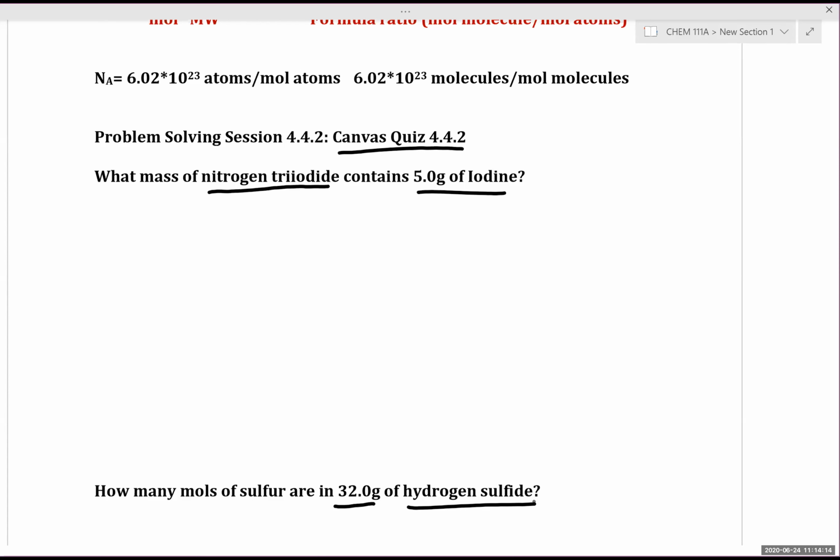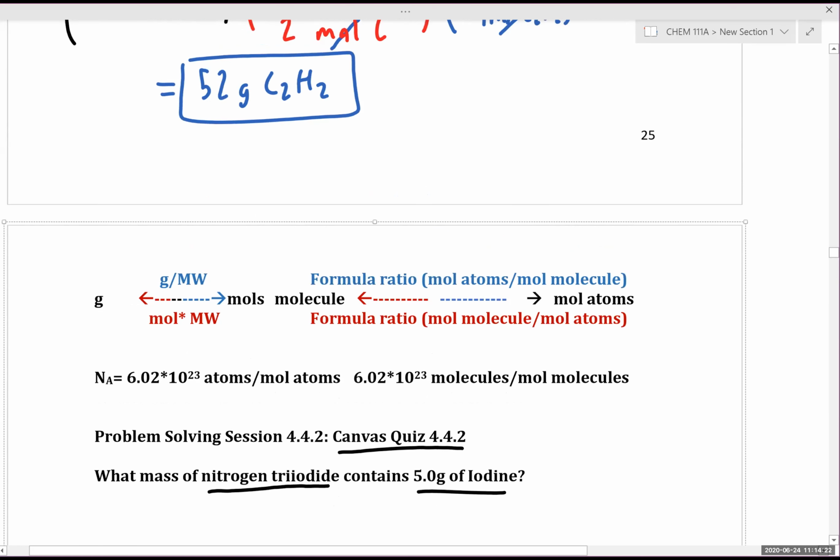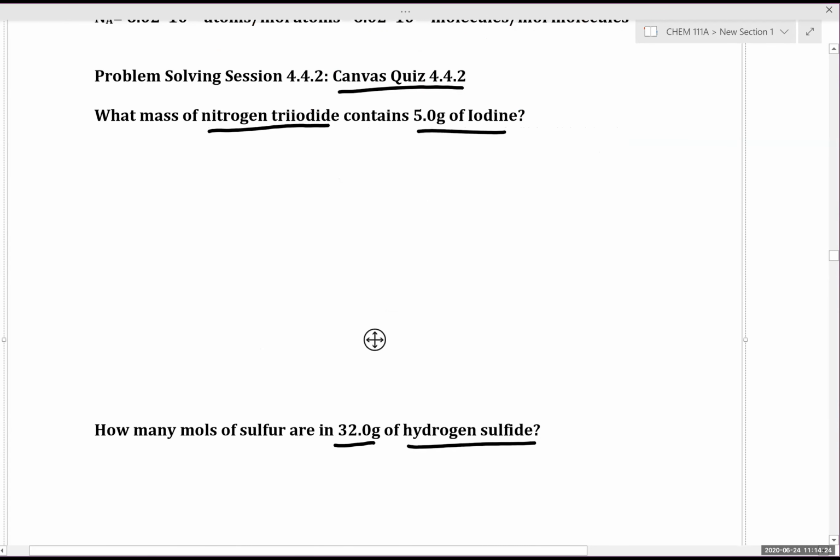Okay, so let's discuss this example. So we're asked to figure out what mass of nitrogen triiodide contains 5 grams of iodine. Okay, so first we need to figure out the formula. So for nitrogen triiodide, the formula is 1 nitrogen with 3 iodines.